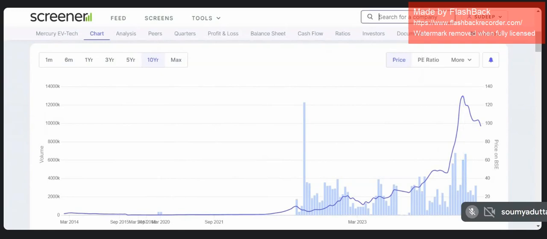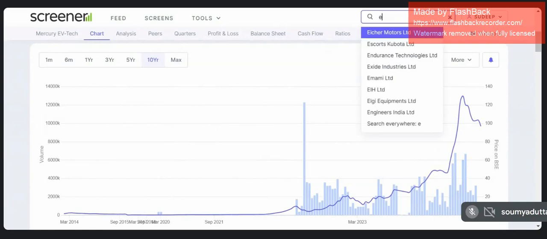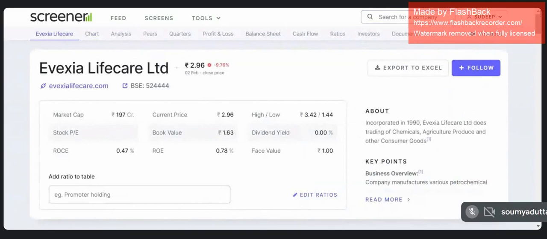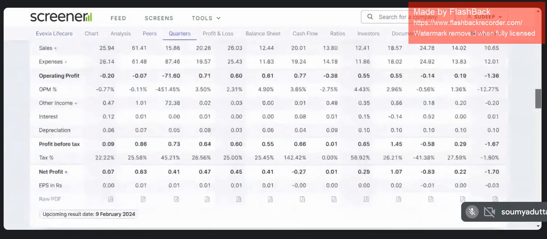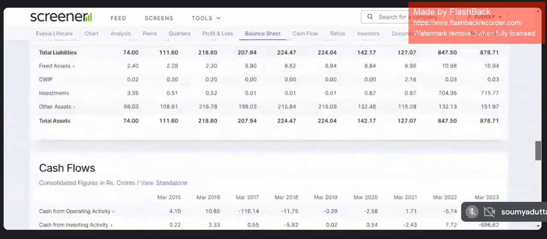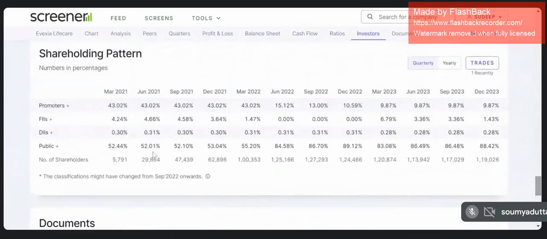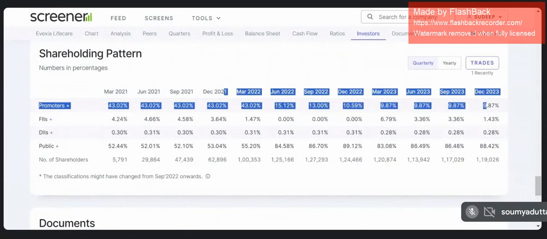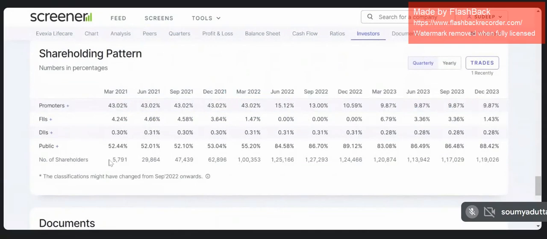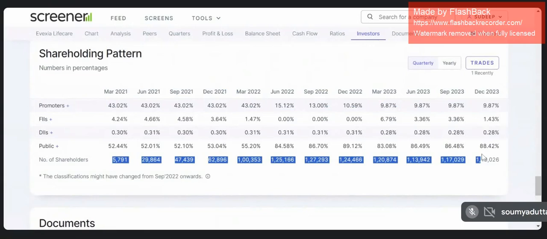And the promoter is called Thakkar. Kavit Rajesh Bhai Thakkar. Then some other Thakkar is there. All are frauds. They had another company called Evexia Life Care. See what they have done. Promoter holding: when the share price goes up in the bull market, they sell everything and they escape. See the shareholders, shareholders have gone up. They dump into the retailers.